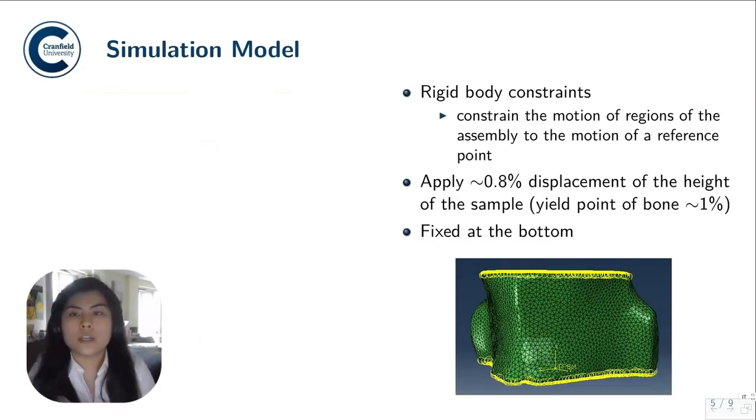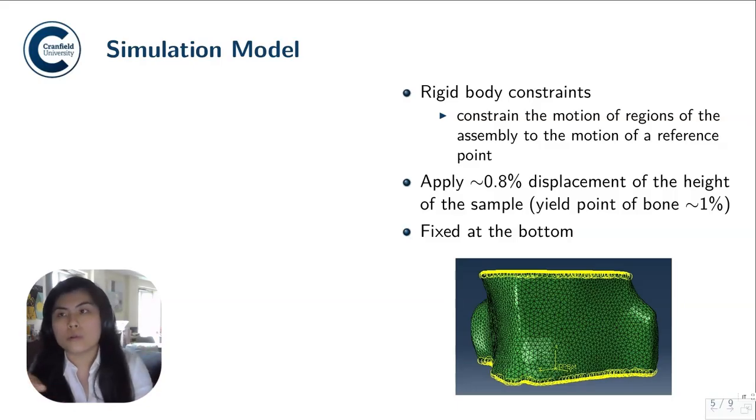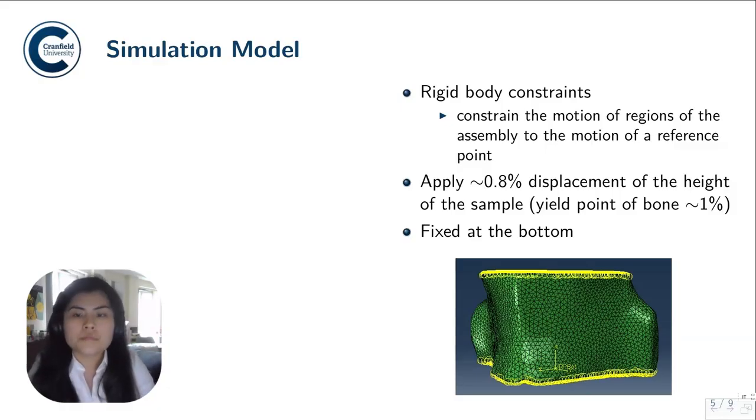And then we use rigid body constraints as boundary conditions. And then we apply the displacement, which is approximately 0.8% of the height of the sample, because the yield point of bone is about 1%. We didn't want to go anywhere near the plastic behavior of bone. And then the sample was fixed at the bottom.